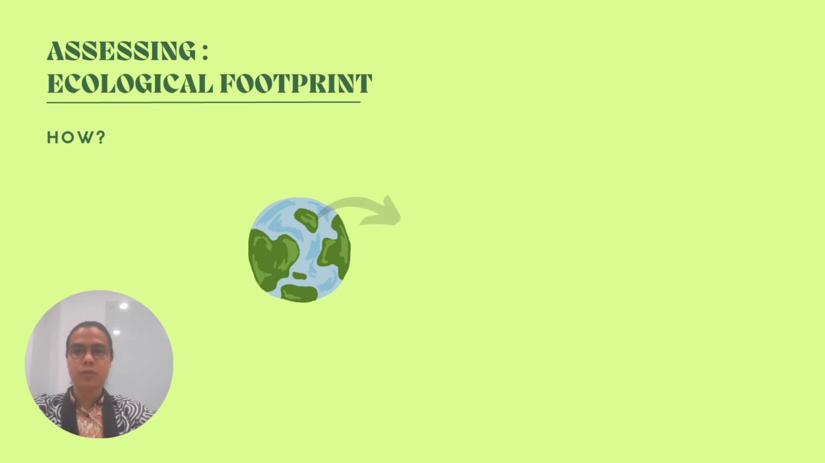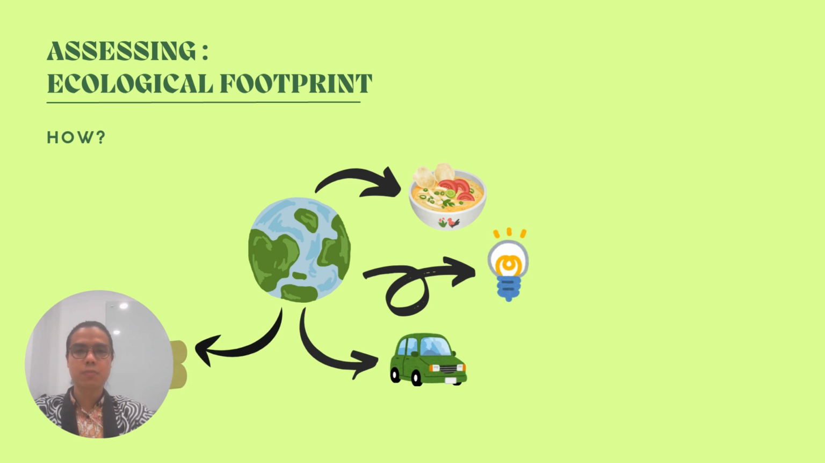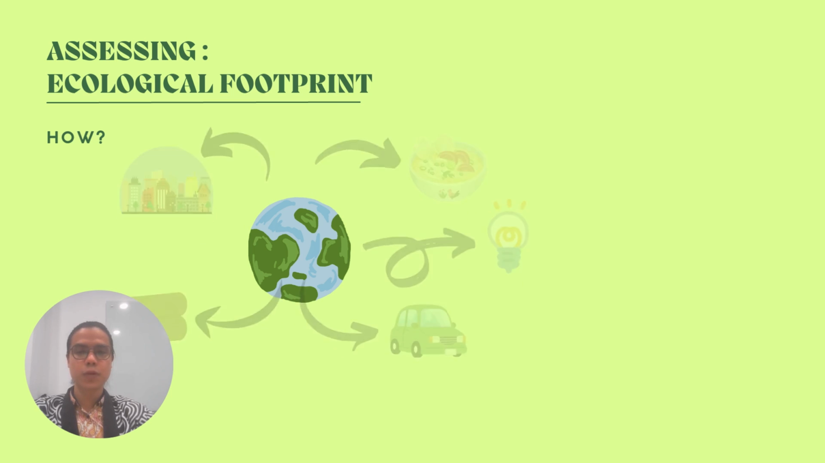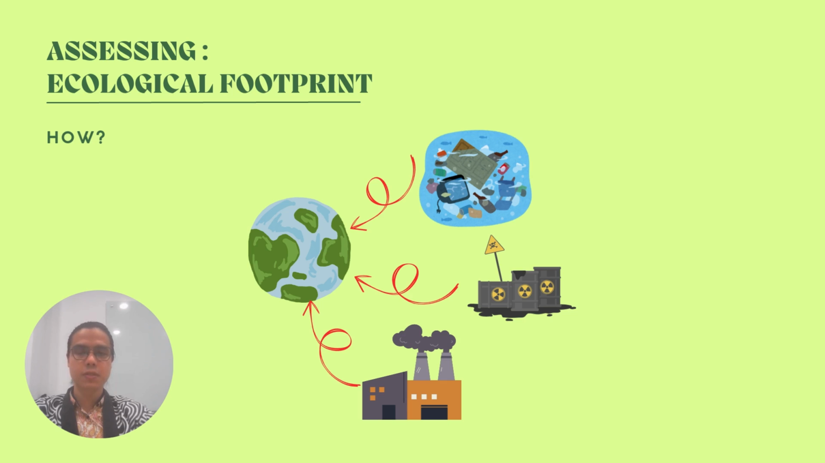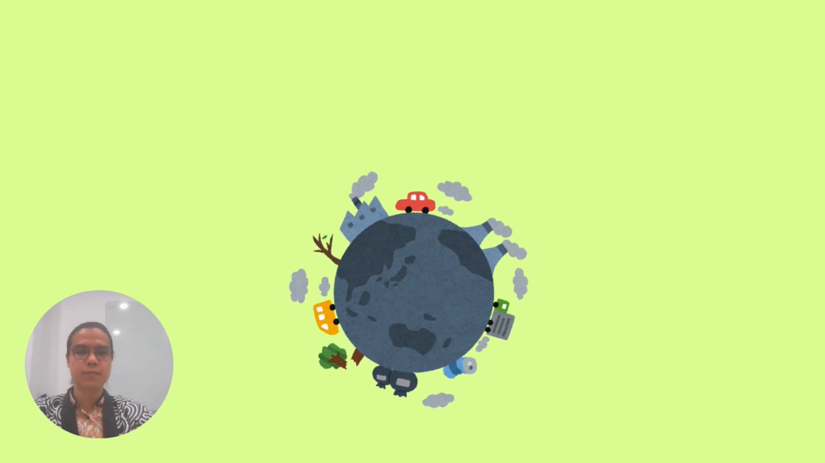Imagine the Earth produces what we need: food, energy, transportation, lumber, and land for settlements. And the environment has to absorb the waste we generate from these activities. This is known as footprint. And if this is not balanced, we end up polluting the Earth faster than it could regenerate.